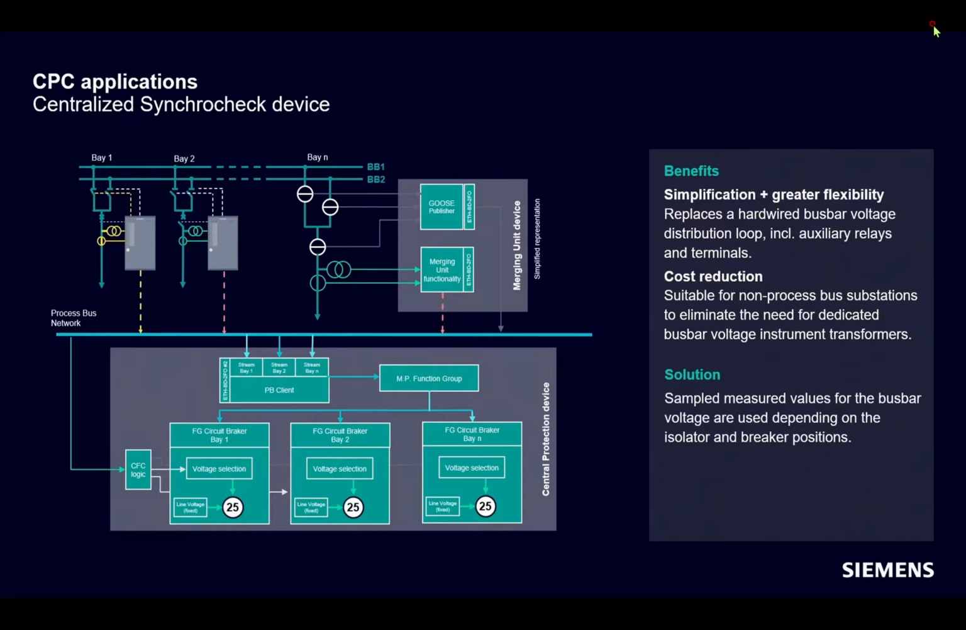Then the sample measure values from bay 1 are published with the positions using GUS. The same applies for busbar B: the position of the isolator, the position, and the confirmation with the circuit breaker position. Then the sample measure values, the voltage from bay 2, are published with the positions using GUS.